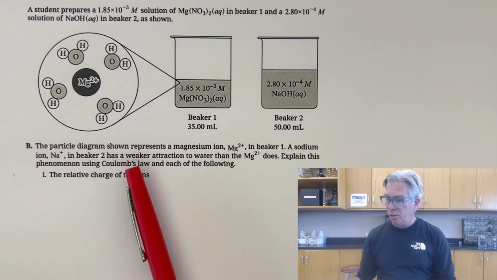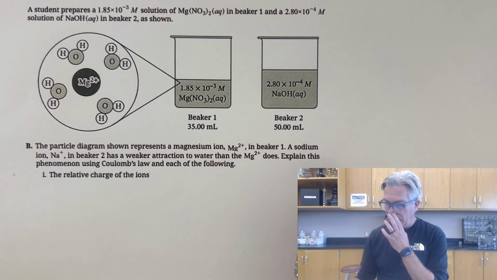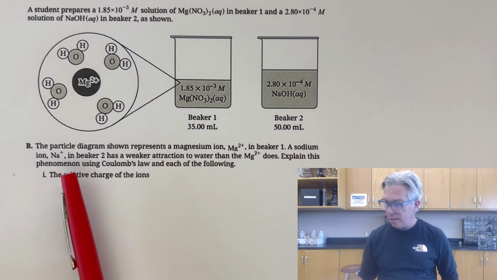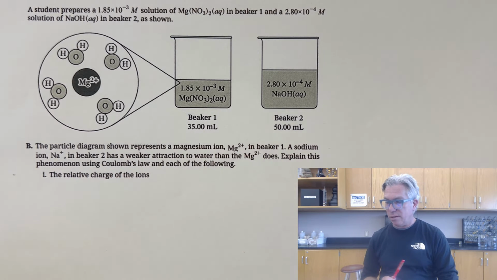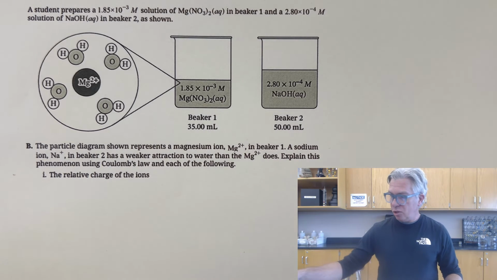The particle diagram shown represents a magnesium ion, Mg2+ in beaker 1. A sodium ion, Na+ in beaker 2, has a weaker attraction to water than the magnesium ion does. Explain this phenomenon using Coulomb's law and each of the following. There's two parts here. The first part, the relative charge of the ions.